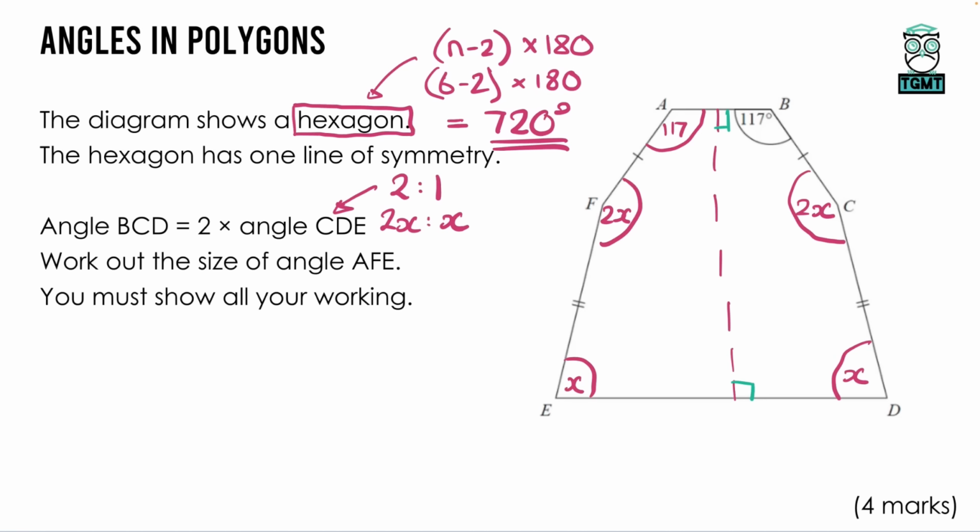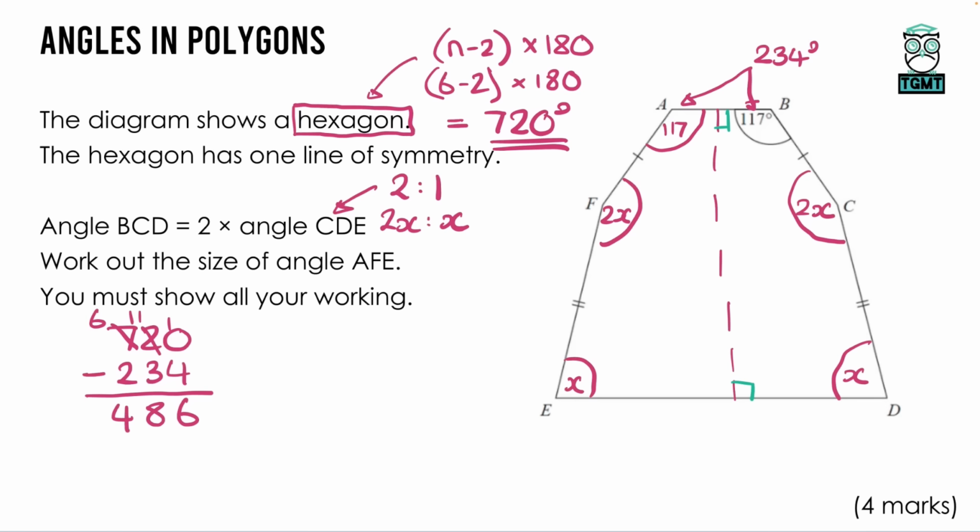Now the only angles we know are these 117 degrees at the top. And if we add both of those together, that gives us 234 degrees. So if I start by taking that away from my 720, so 720 take away 234, I'm going to have to do some borrowing for this. So borrow from the 2, 4 from 10 is 6. You have to borrow again, and then 3 from 11 is 8, 2 from 6 is 4. So there are 486 degrees left in the hexagon.